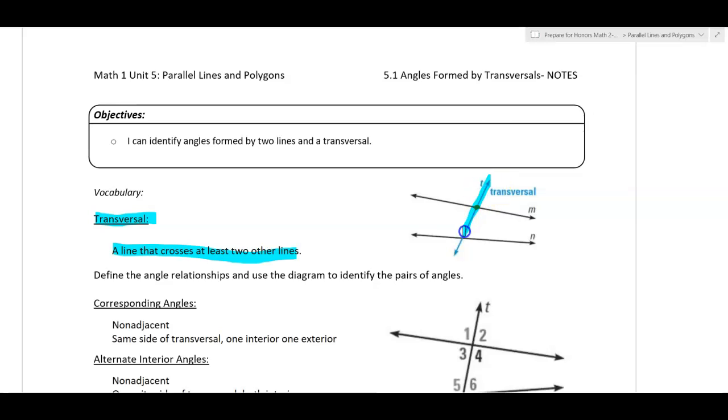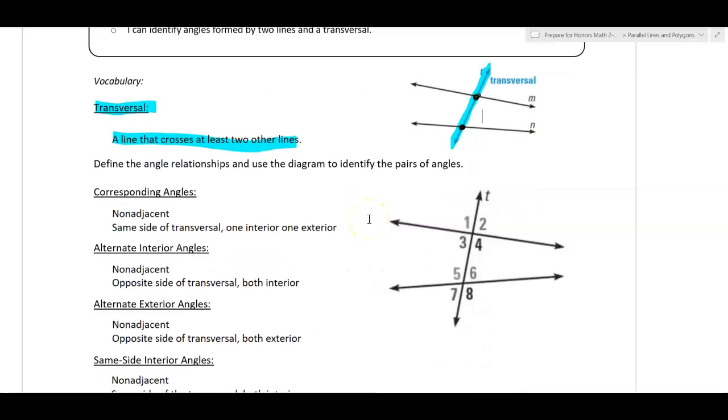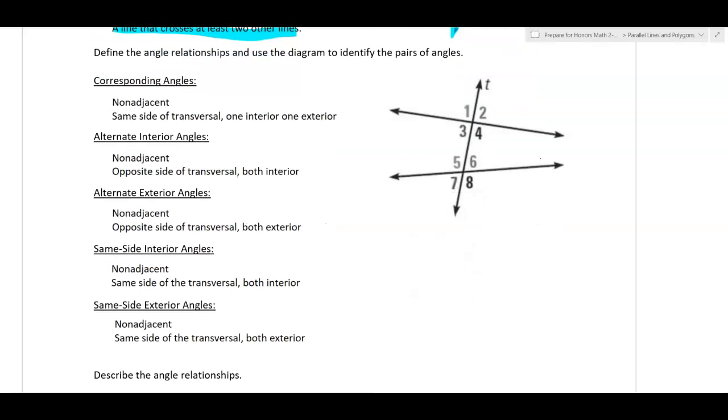So over here, this line is a transversal because it intersects line M at that point, and it intersects line N at that point. When this transversal intersects these two lines, we get angle pairs that we like to talk about. We're going to go through and describe what these angle pairs are, define them, and hopefully identify them in other diagrams.